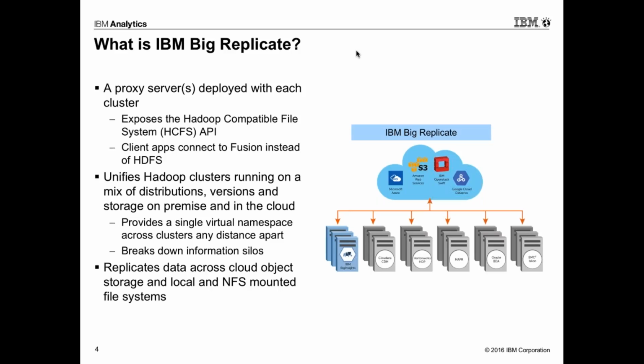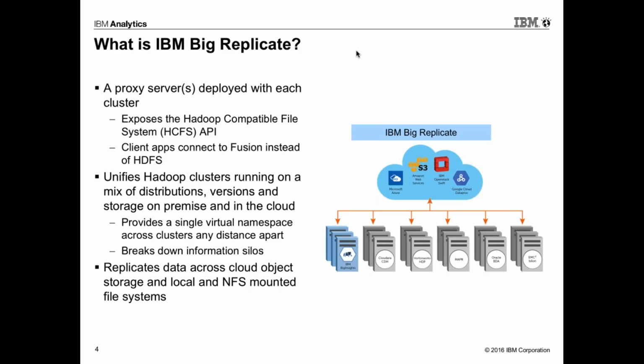So what Big Replicate does is make all your data centers behave like exactly one large data center. The connectivity is very strong, and how the data replication takes place is what we are going to talk about now. It provides a single virtual namespace across clusters, and the distance does not matter. Your clusters could be anywhere, and it breaks down all the information silos, where network latency is one of the key factors.